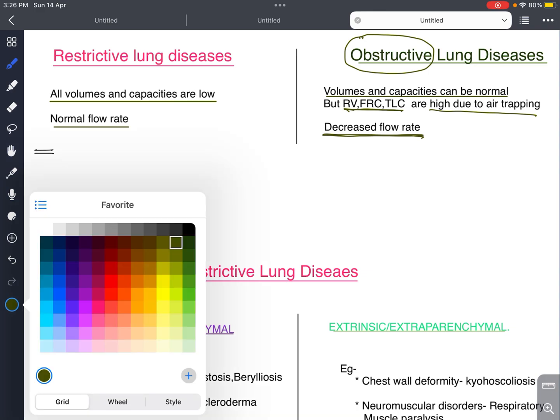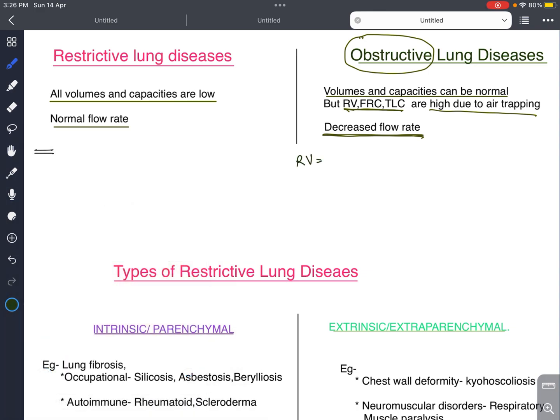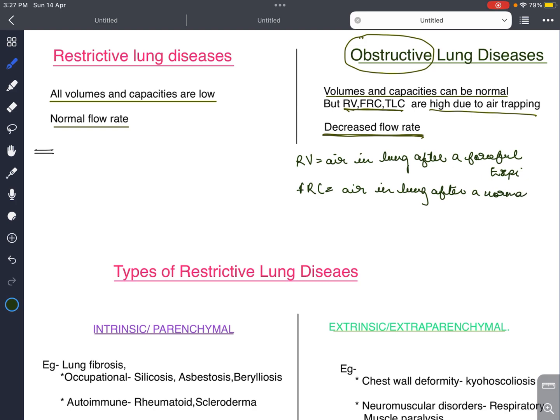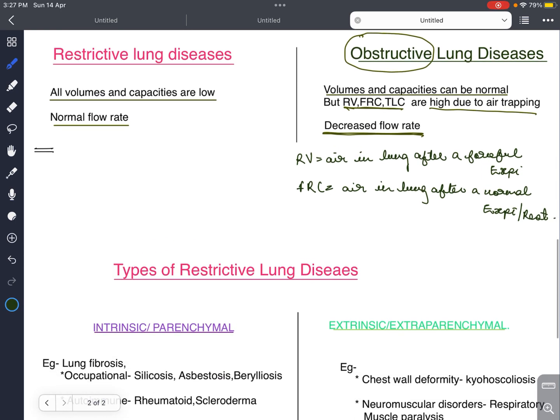I'll tell you again what actually RV is. RV is the amount of air left in the lungs after a forceful expiration. And what was FRC? FRC was the air left in the lungs after a normal expiration, or at rest. I have made a video on these lung volumes and capacities, and I have explained everything in detail, so it will be easier for you to understand. Just watch the video once. So this is FRC, this is RV, and TLC is nothing but total lung capacity.